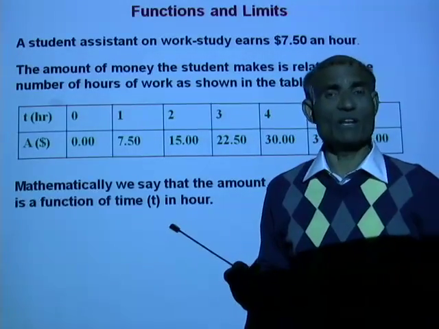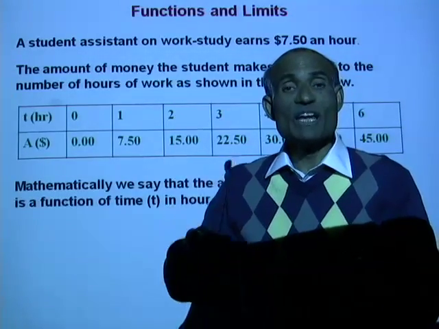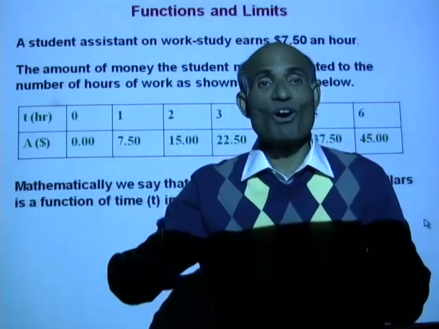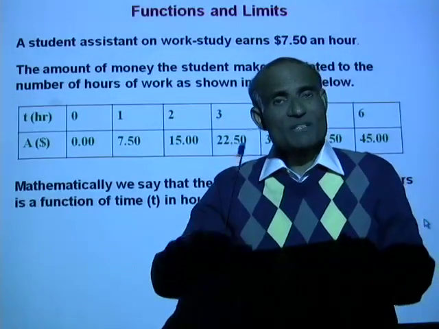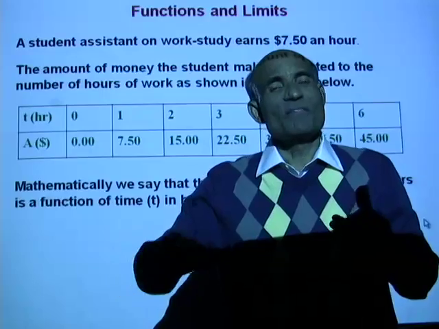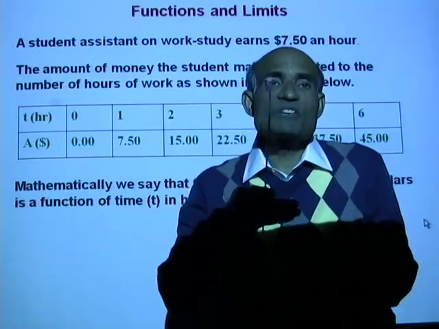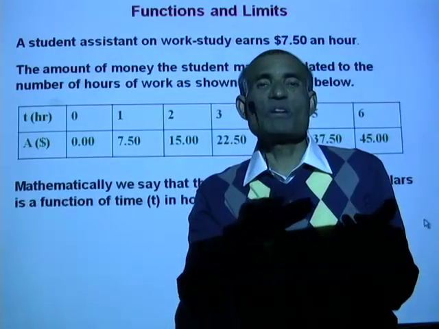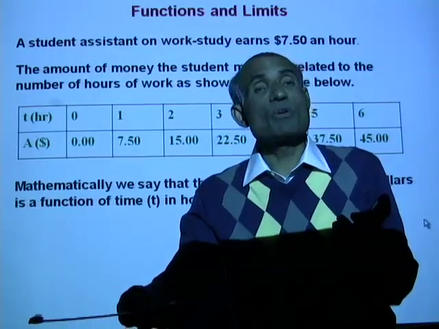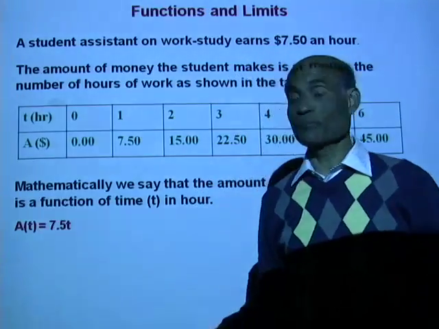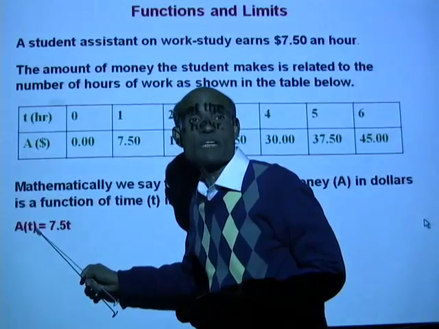Now, mathematically, we say that the amount of money the student earns is a function of the time in hours. Is that right? It's a function. What is the meaning that it is a function? That the amount of money varies. It depends. There's a direct relationship between the amount of money the student earns and the number of hours the student puts in. And we can write it like this mathematically: A of t.